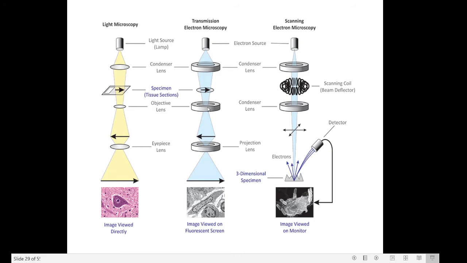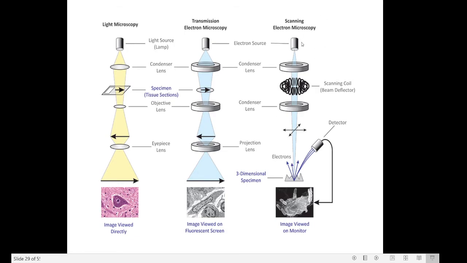That specimen, after that we have the objective lens. After the objective lens, the projector lens develops the image. This developed image is visualized as these fluorescent screen images.